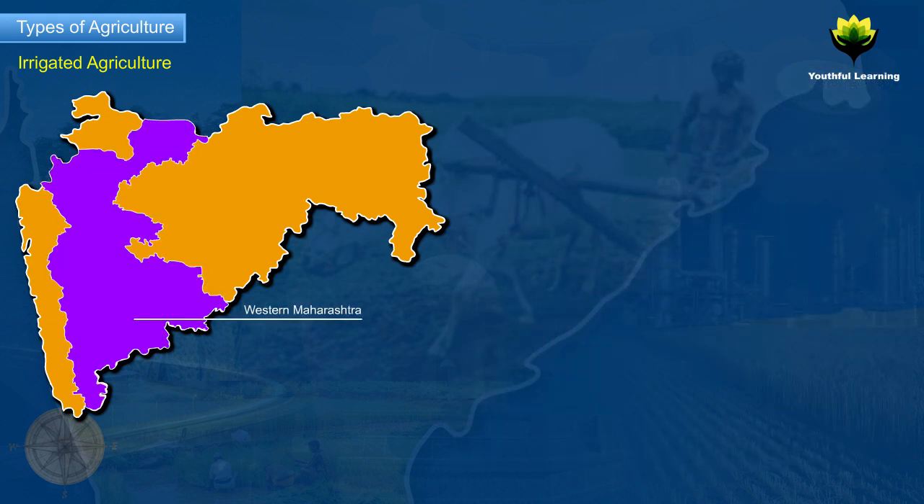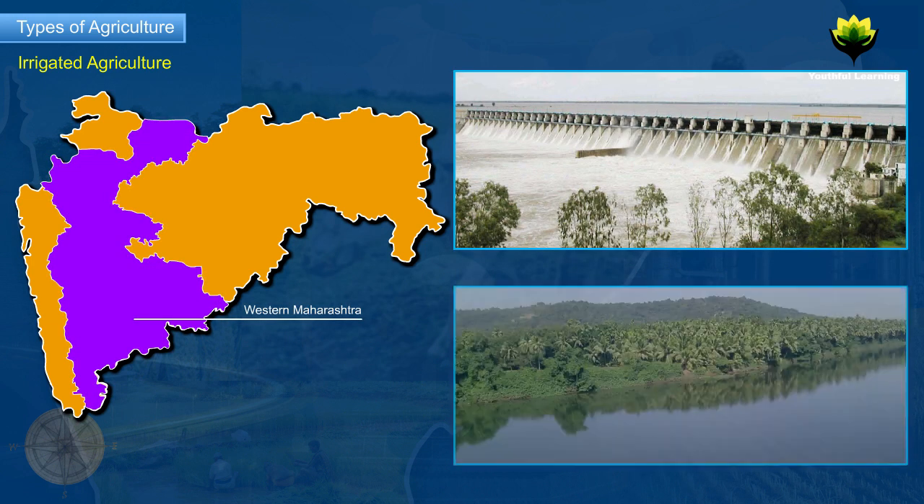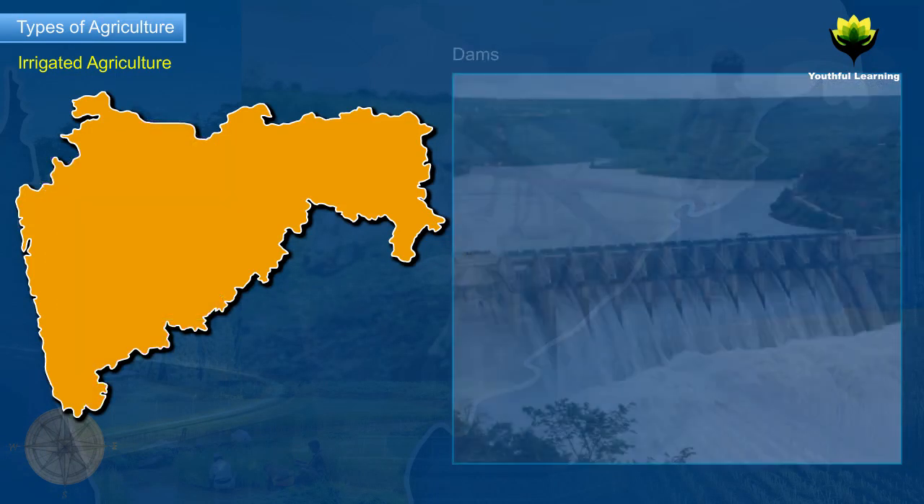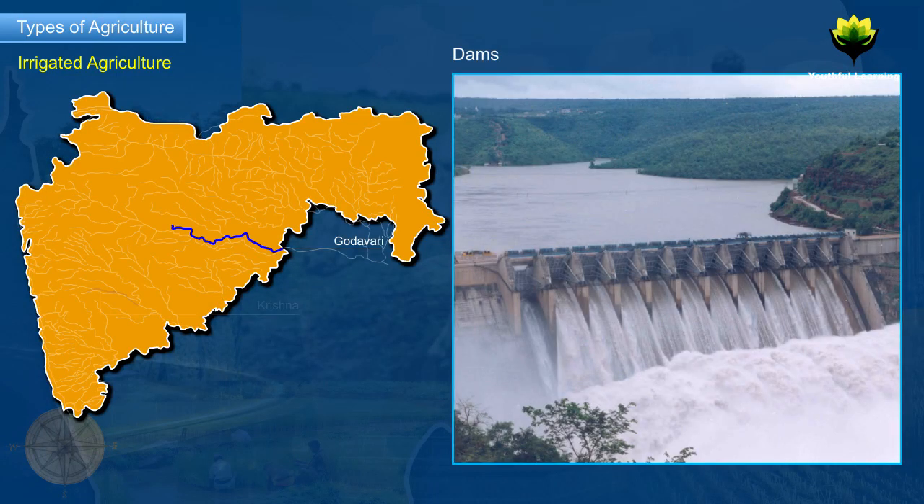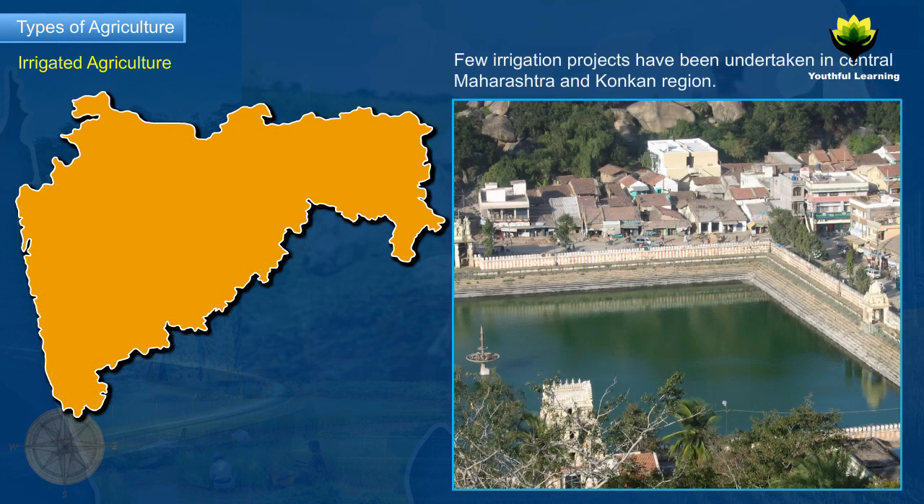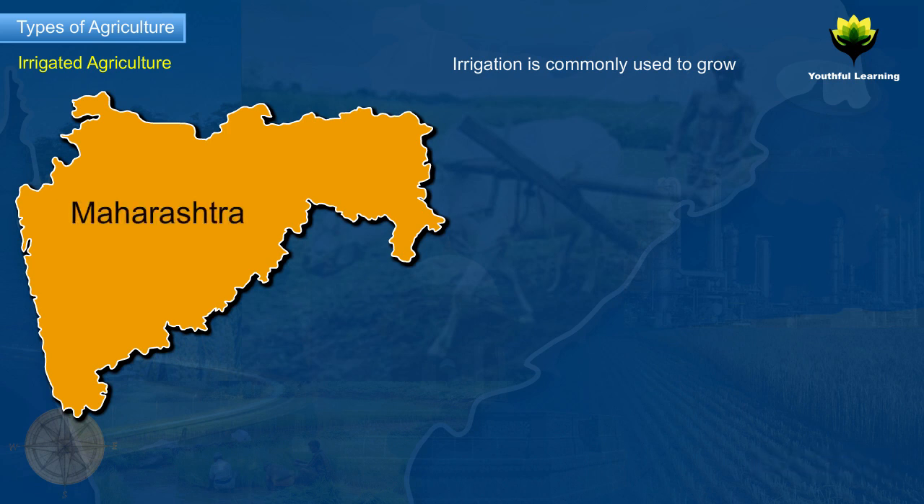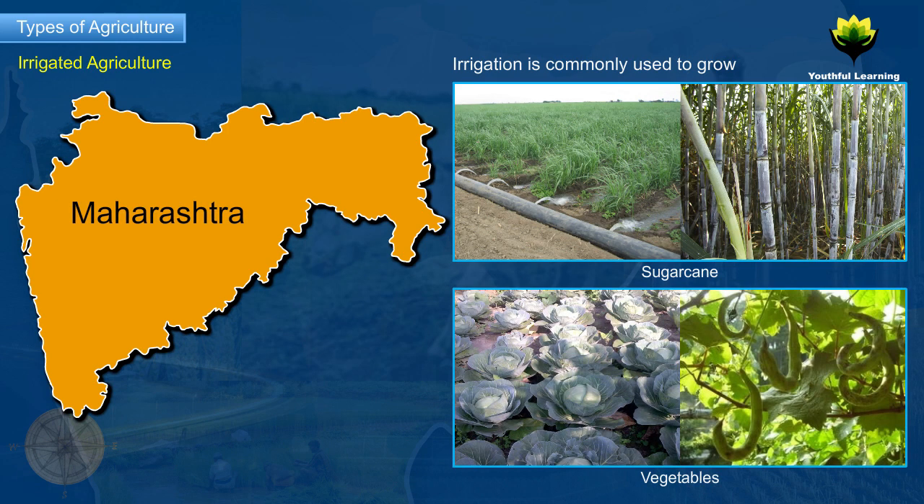In western Maharashtra, dams are built across rivers from where the water is transported to the fields through canals. Dams have been built on Godavari, Krishna, Bhima, and Panchganga rivers in the state. Very few irrigation projects have been undertaken in central Maharashtra and Konkan region. Irrigation is commonly used to grow sugarcane, vegetables, and other crops.